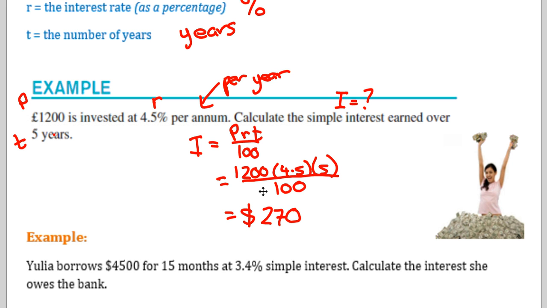It means, let's say, you earned some money, opened a bank account, and you decided to put $1,200 into your bank account.